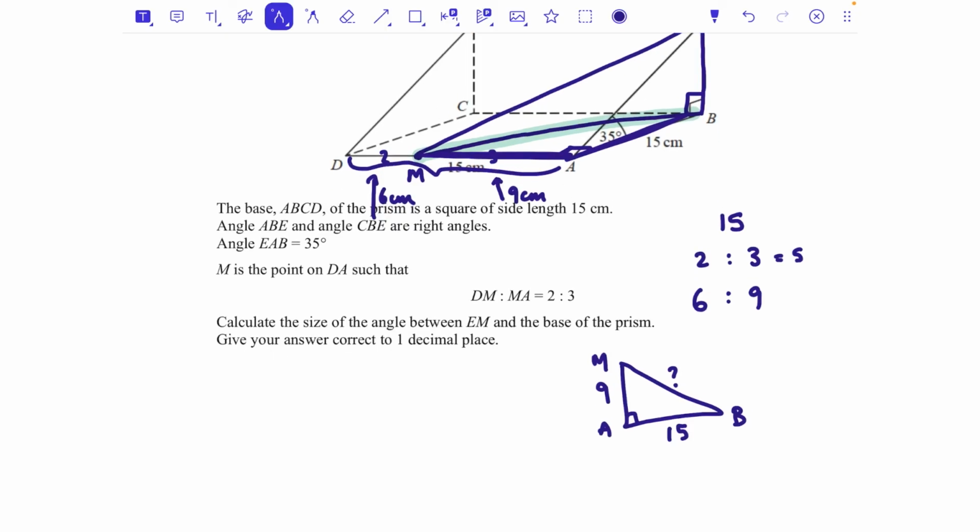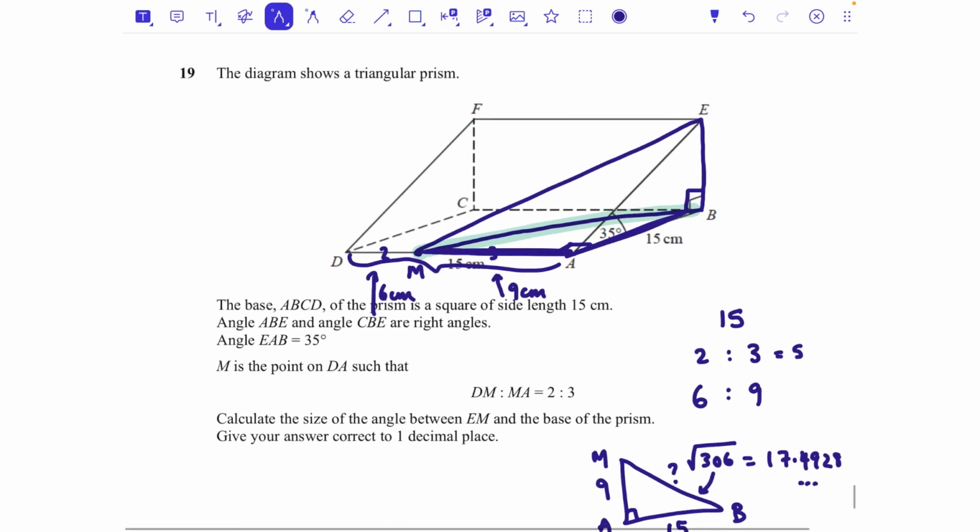And if I want the length of this side over here, I can just use Pythagoras. So for that, I'm going to do 9 squared add 15 squared, and that gets me 306. And I'm just going to leave it at the minute as the square root of 306 because I'm going to go on and use that in a minute. So it's 17.492, but I'm just going to leave it like that for a second, okay?